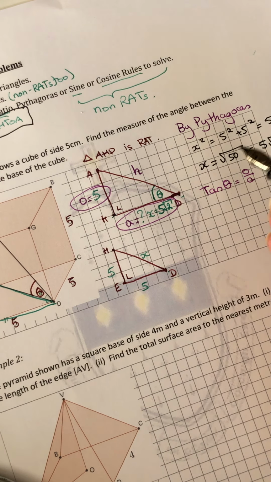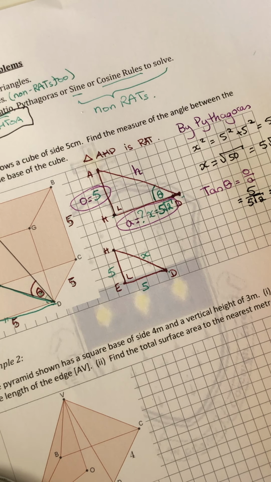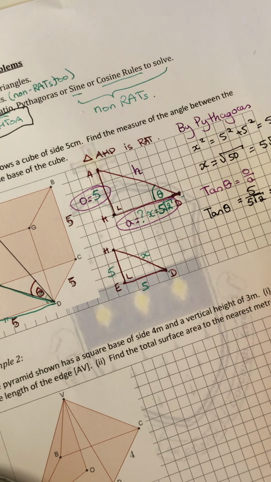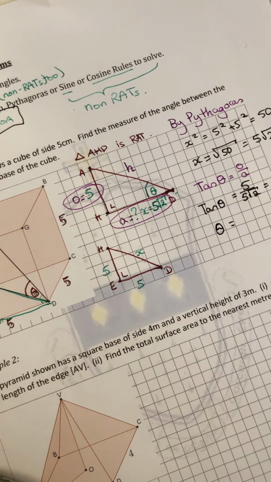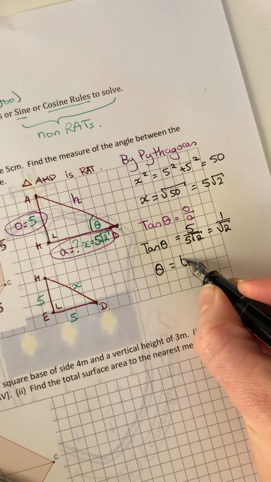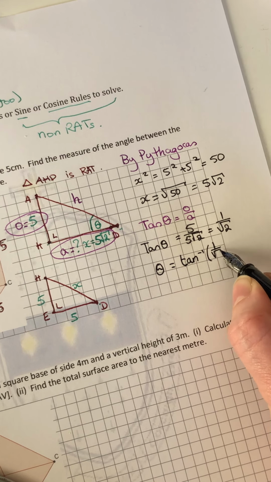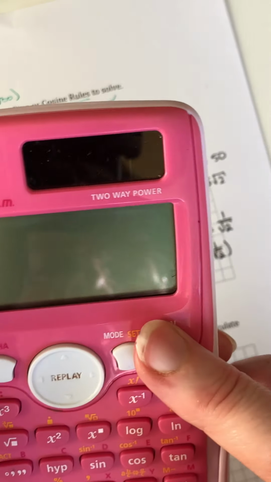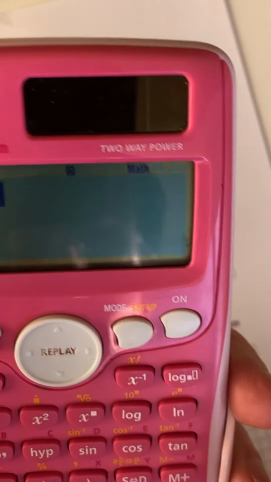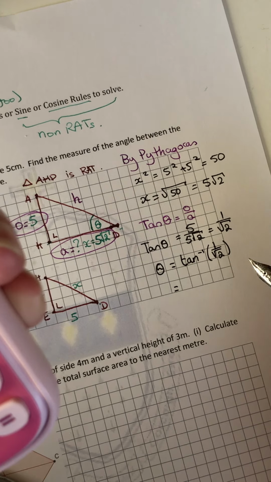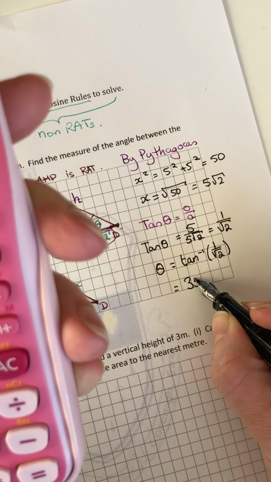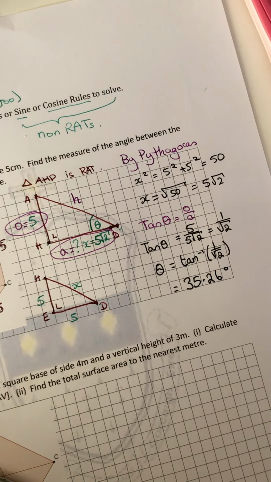And I can fill that in. That's going to be 5 over 5 root 2, which is 1 over root 2. And when I'm looking for the angle, I have to use my tan inverse function. So tan theta is 1 over root 2, which means that theta itself is going to be tan inverse 1 over root 2. Make sure that your calculator is in degree mode, and we do tan inverse 1 over the square root of 2, and that's 35.26 degrees. And that's our answer.